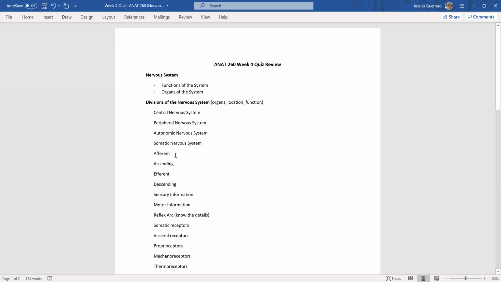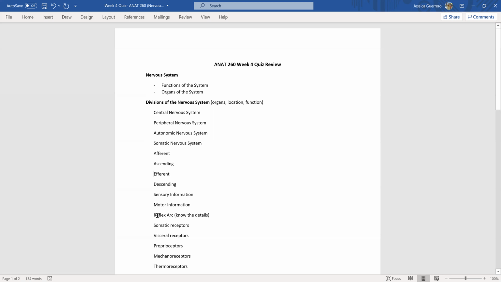You also need to know afferent versus efferent, or afferent and efferent, and then ascending and descending. Make sure you know the difference. Make sure you know what type of information is sent in those directions. Be familiar with the difference between sensory information and the direction it travels, motor information, direction that it travels.